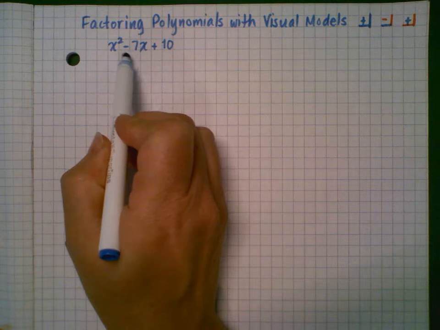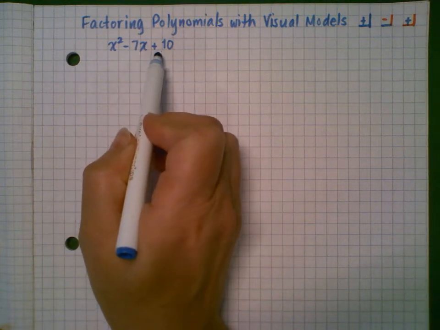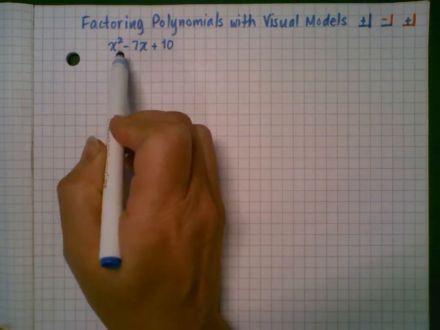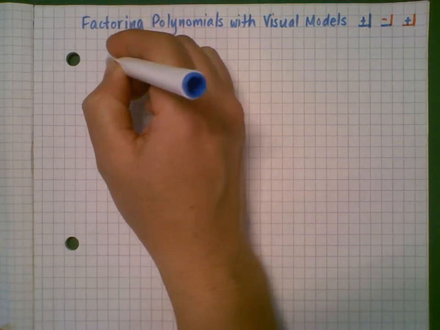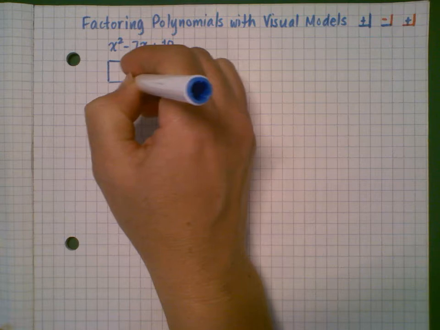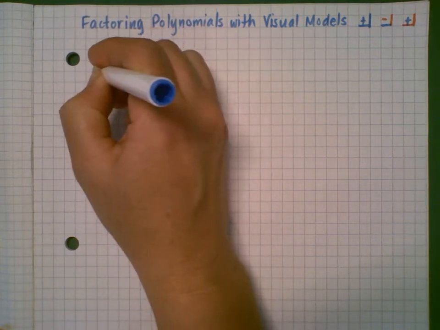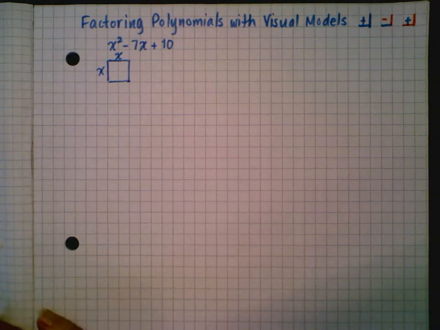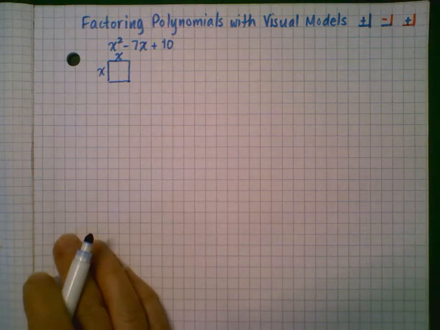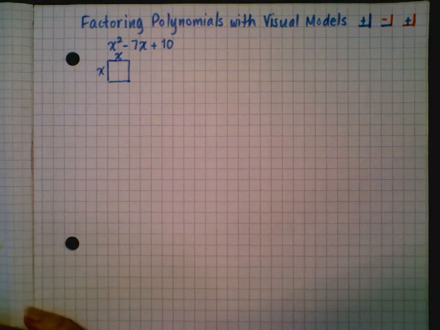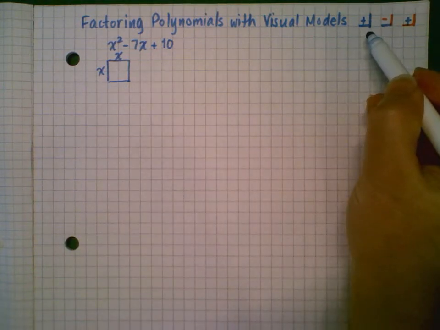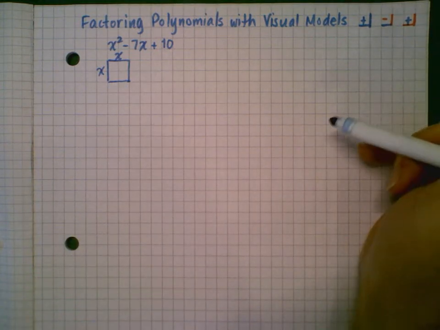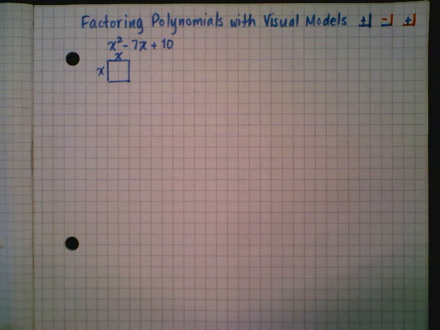And I have to first look at the signs of these terms. So the x squared is positive. So right off the bat, I can draw a little square to represent that value. It's x by x. And I'm using color to represent the positivity or negativity or the sign of different terms. So for this video, blue is positive and I'm using the red color for negative values.